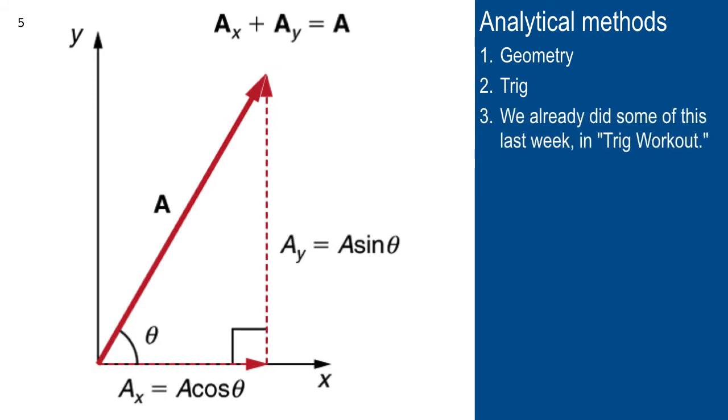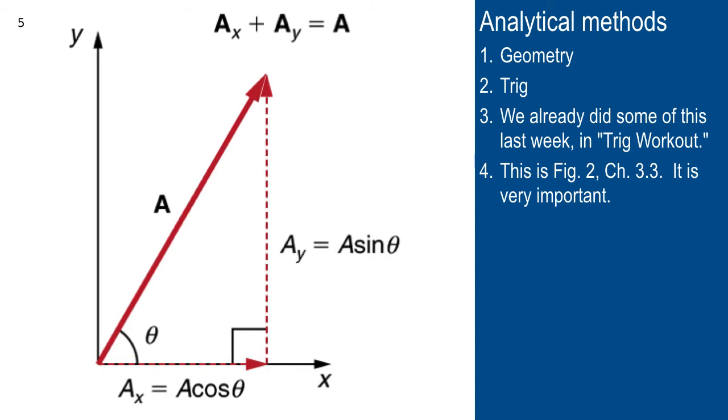Now, we've already done some trig in the trig workout PDF from last week, or actually I think it was 2 weeks ago. This particular diagram is figure 2, chapter 3.3. Just try to memorize it. AY equals A sine theta, AX equals A cosine theta. Theta is the inverse tangent of AY over AX. We're going to do this out the wazoo here on the document cam in a minute.